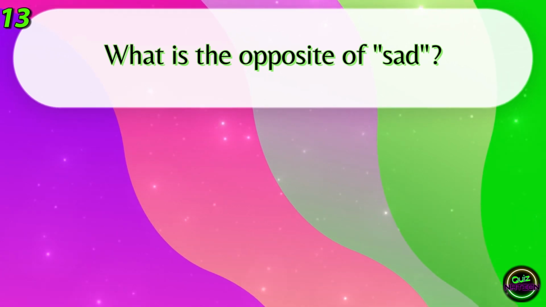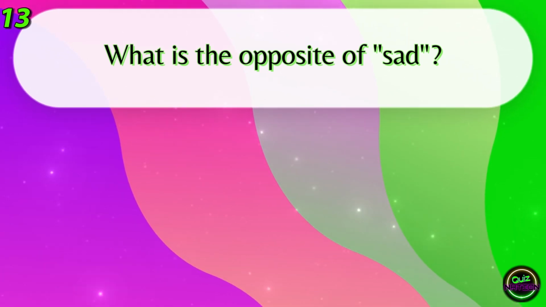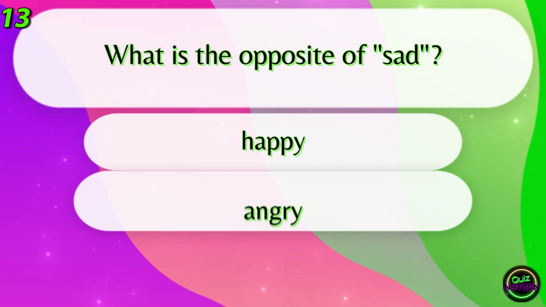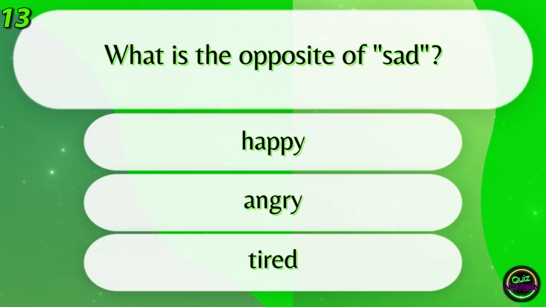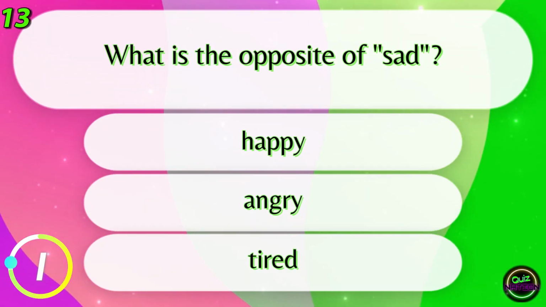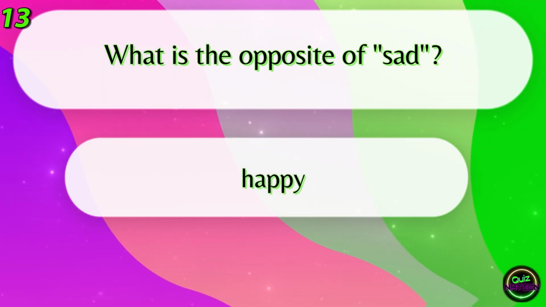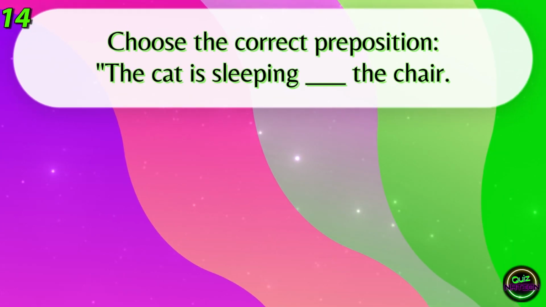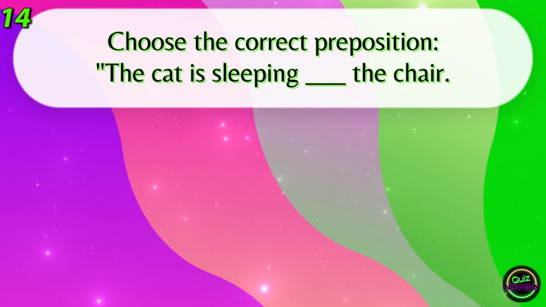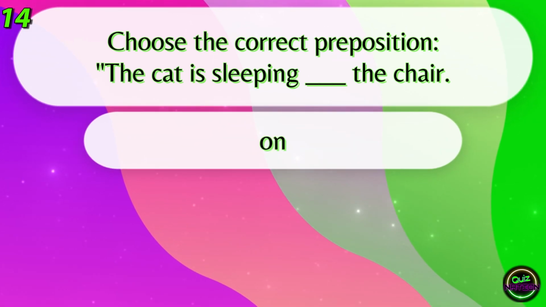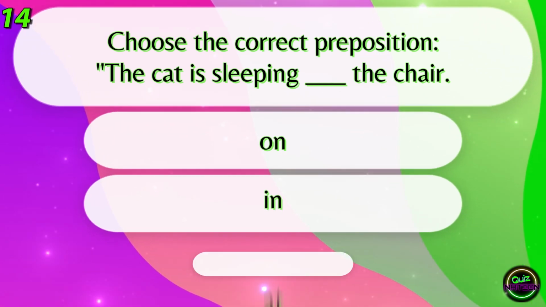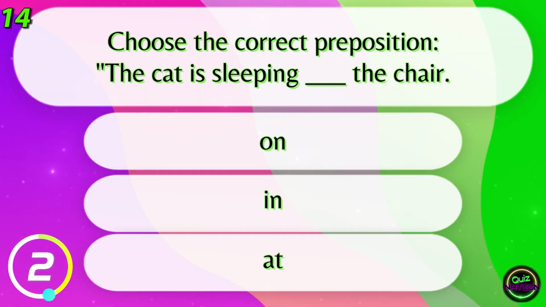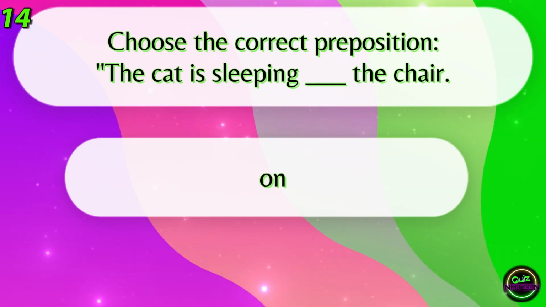What is the opposite of sad? Happy, angry, tired. Happy. Choose the correct preposition. The cat is sleeping blank the chair. On, in, at. On. The cat is sleeping on the chair.